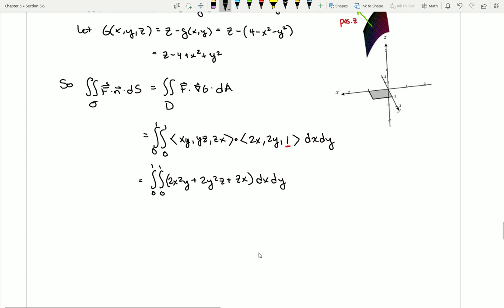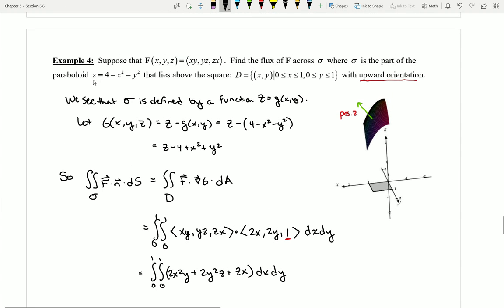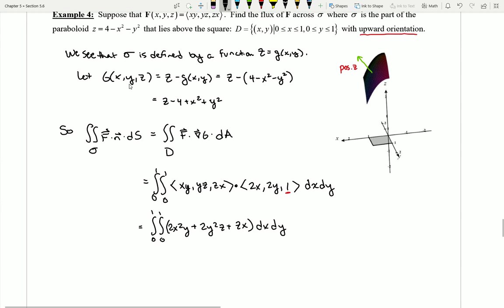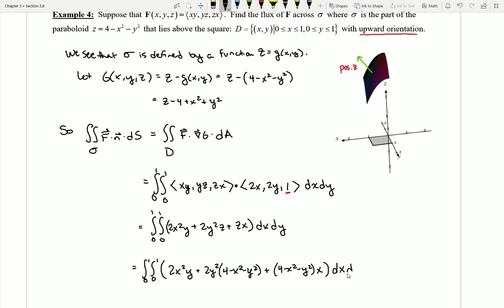All right, well, there's a slight complication to what we have here, a very slight one. Notice that the variables that I'm integrating with respect to here are x and y. So I can't really have z's in here, because what am I supposed to do with them? But again, because I have a function at the start, I know what every z is equivalent to. So if I rewrite this one final time, I can see that this should actually look like 2x squared y plus 2y squared times 4 minus x squared minus y squared, plus 4 minus x squared minus y squared times x. And I have all of this.